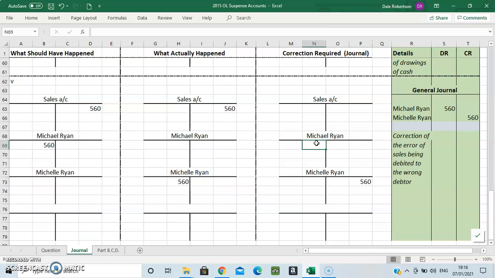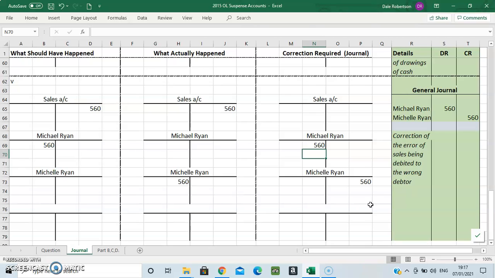And we actually record the 560 into Michael's account as it should have been. Sales does not need to be altered. It wasn't wrong. You just cancel what was wrong and you put in what should have been, 560. And then when you bring that up here, Michael Ryan has a 560 plus and Michelle Ryan has a 560 credit. They're both debtors, but you're just increasing one of them and decreasing the other one. Correction of the error of sales being debited to the wrong debtor.